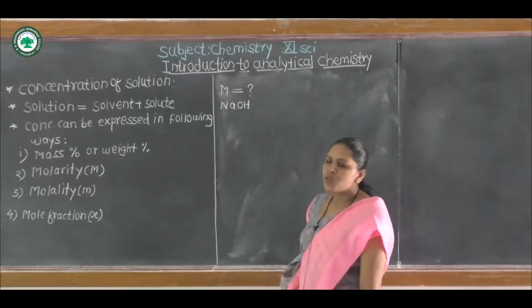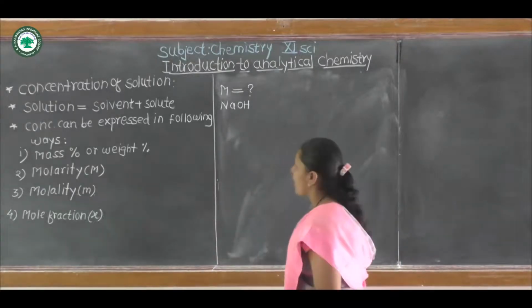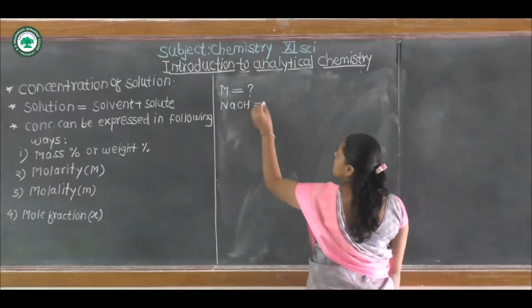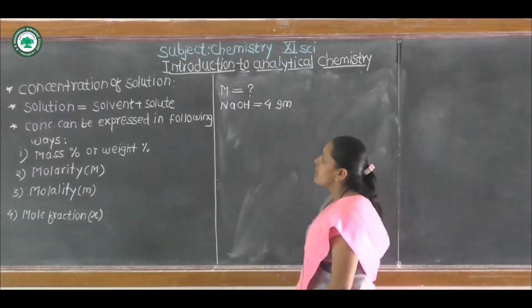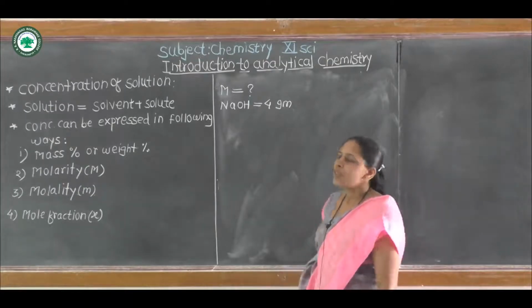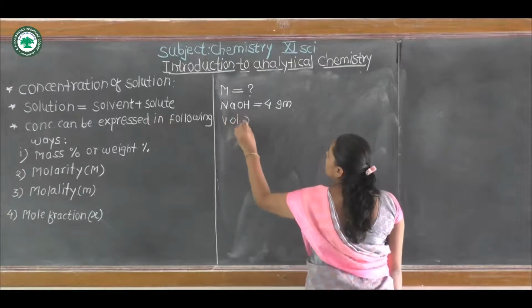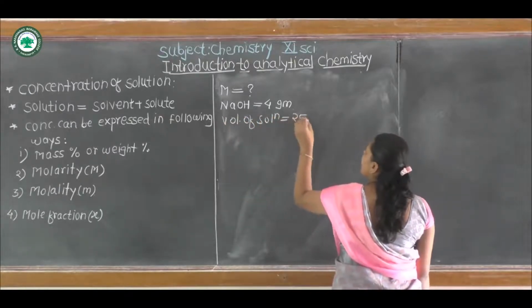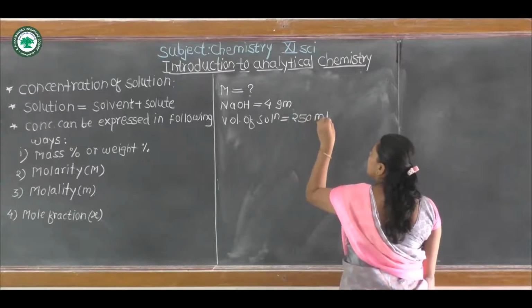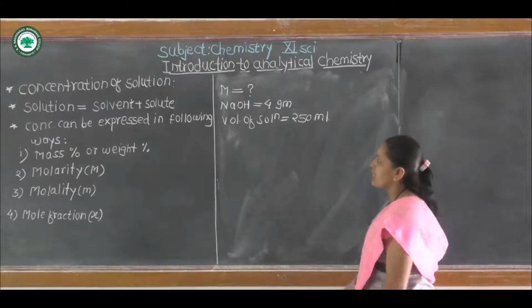Mass of NaOH is 4 gram. NaOH is 4 gram. And volume of solution is 250 ml. We have to calculate molarity.